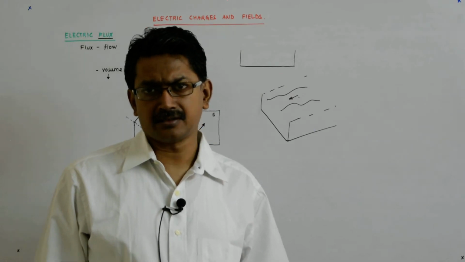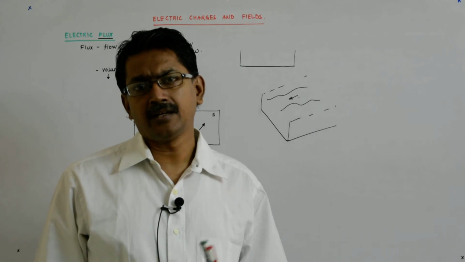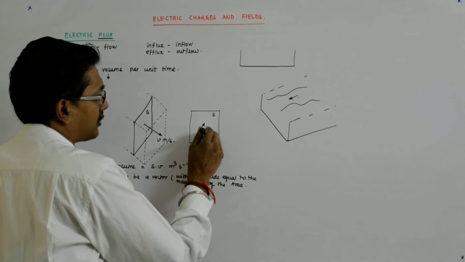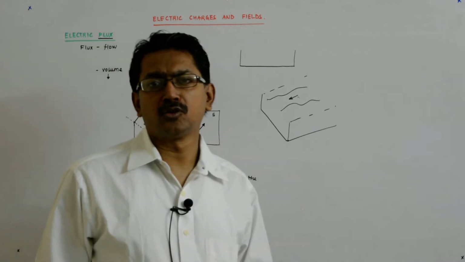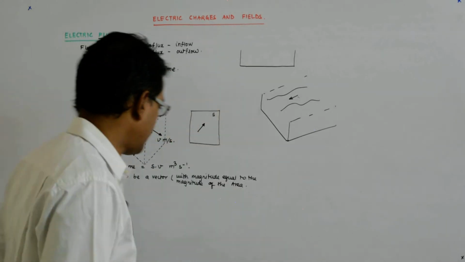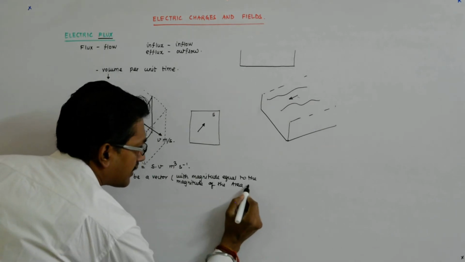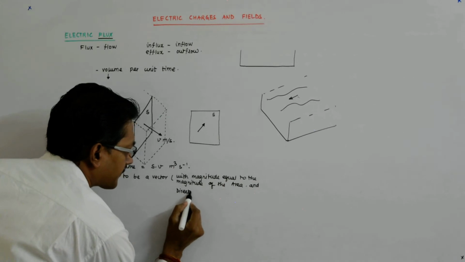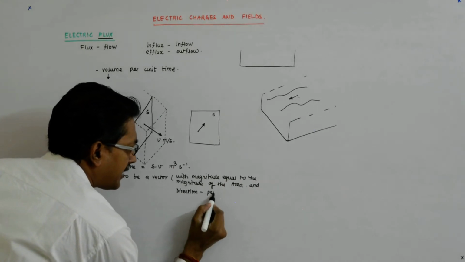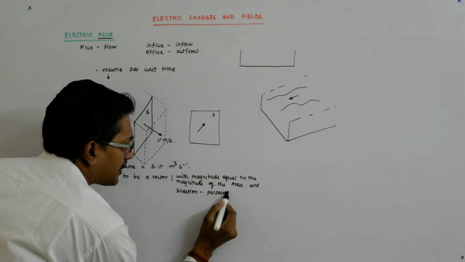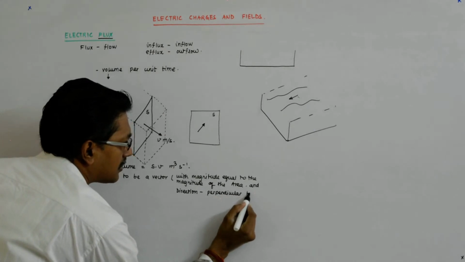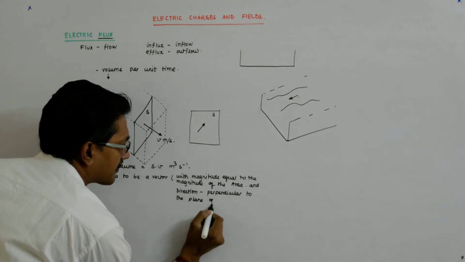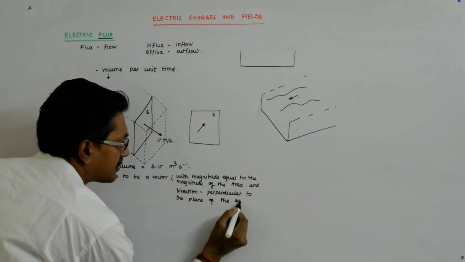We have infinite number of directions, and that will be a bit confusing. So what we do, we take it perpendicular to the area. We simply have no other option. Okay, so area and direction: perpendicular to the plane of the area.